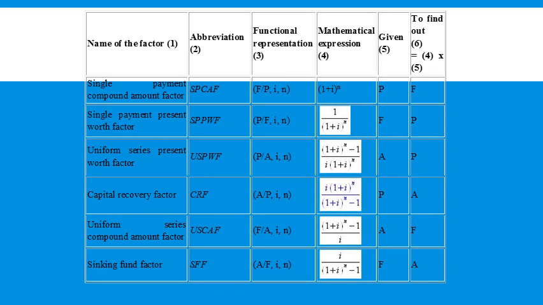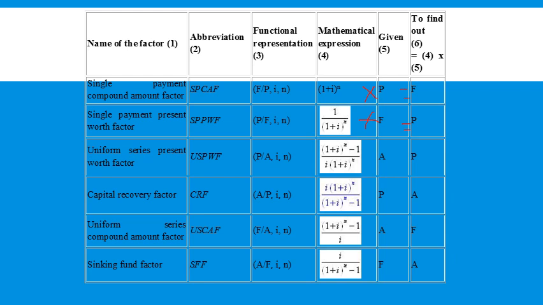These are the things which you need to remember. If you remember one, you can derive the other. This is the relationship between P and F. P multiplied by this factor will give you F. F multiplied by this factor will give you P. See, P multiplied by this factor, you will get F. This factor multiplied by F will give you P. That's why we need not worry too much.